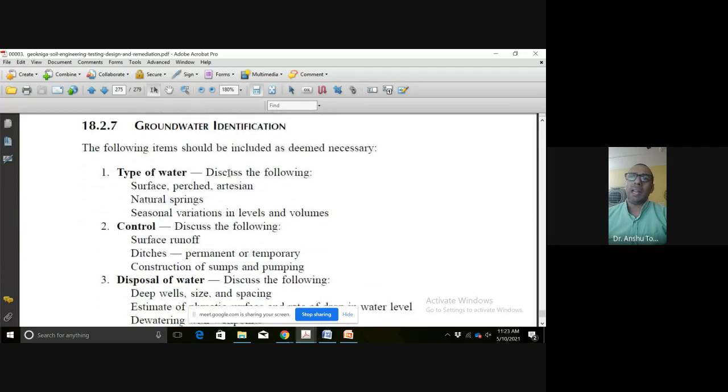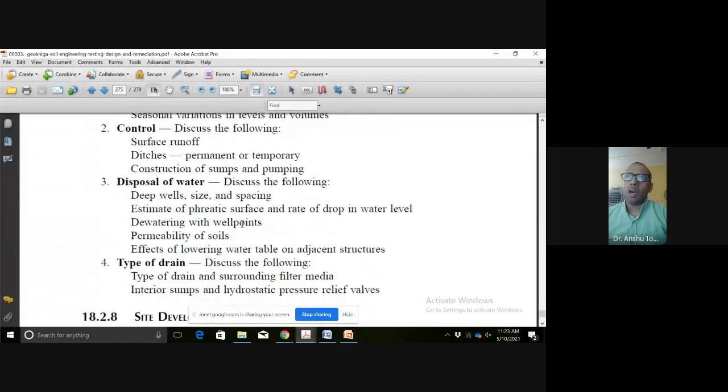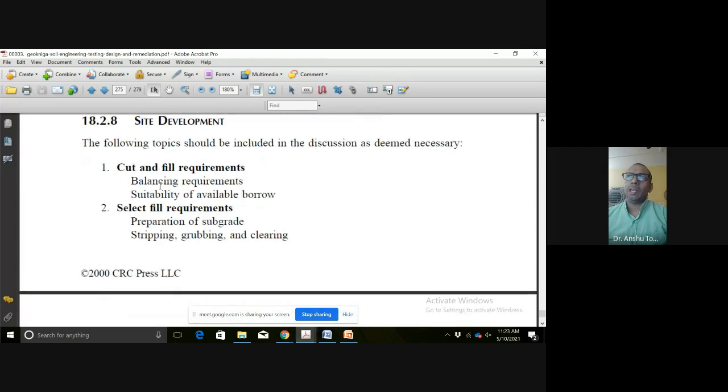Now, groundwater, type of water control, surface runoff, what are the ditches, disposal of water, how dewatering is going to be done with well points, and the permeability of soil, this you are going to check in the laboratory because it is difficult to check in situ. So you are going to check it in the laboratory, and then the same results you are going to provide to the client.